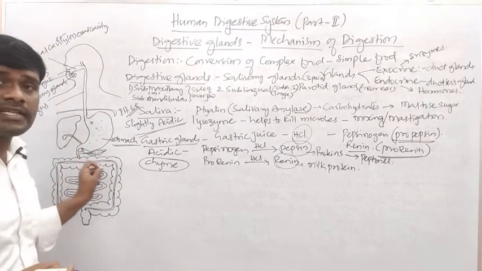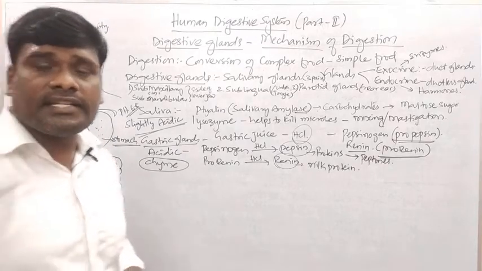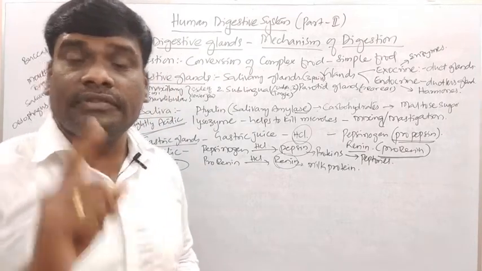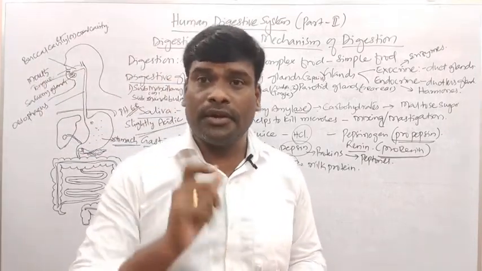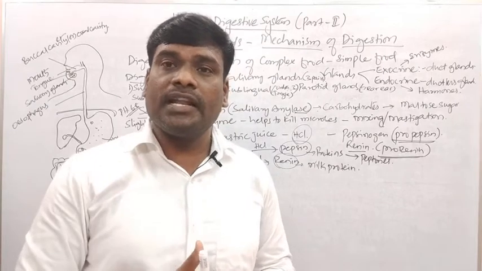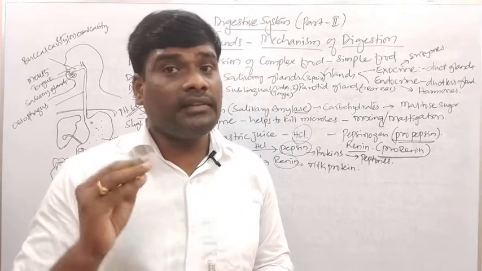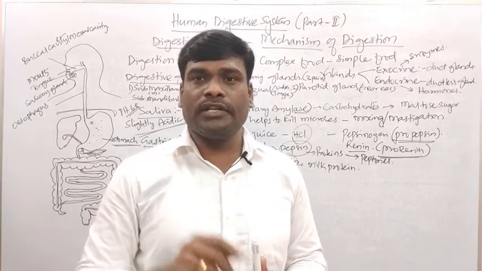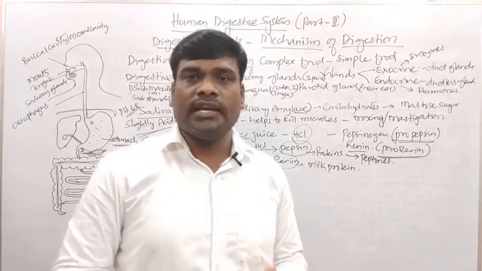Okay, so the stomach leads to what, children? A small intestine. The small intestine consists of three parts, we have studied already. So what is the first one? The first part is what, children? Duodenum, right? And the second part is what? Jejunum. And the third part is what? Ileum, isn't it? So the ileum opens into the large intestine.